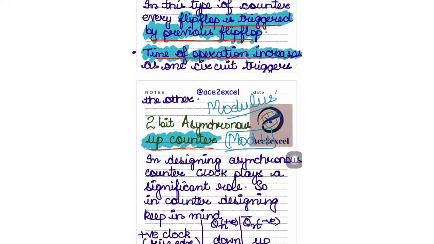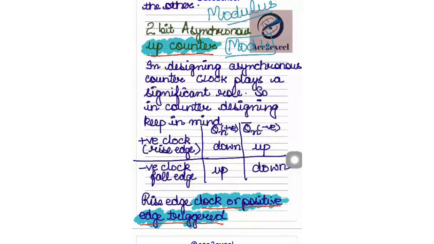Let's start the designing part. Now we are working on which type of counter? We are working on an asynchronous counter where the clock plays a significant role. So do keep in mind, whenever the question is about an asynchronous counter, the clock can be positive or negative. When I say positive clock, it means rising edge clock. Negative clock means falling edge clock.